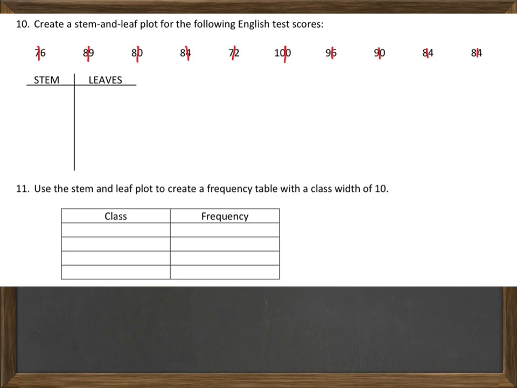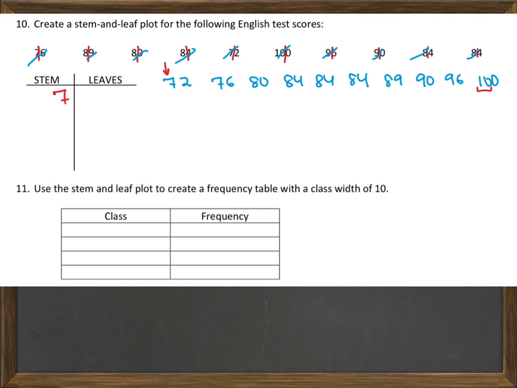So you don't have to do this, but you might find it useful to put these numbers in order from smallest to largest. So let me take a minute and do that. Okay, so as you can see, I've put these numbers in order from least to greatest, and one of the reasons I want to do that is because I need to know what stems I need. So as you can see, my smallest stem is a 7, and my highest stem is a 10. And so remember, the rule with stems is that we can't leave any out, even if we don't have any leaves growing on that stem. So we have to have a 7, an 8, a 9, and a 10.